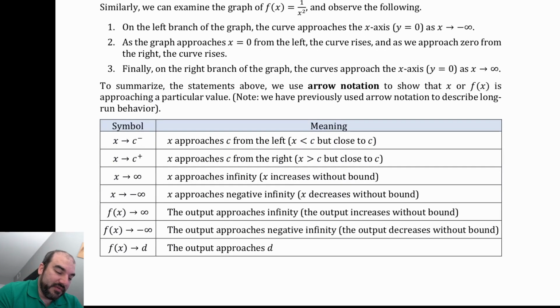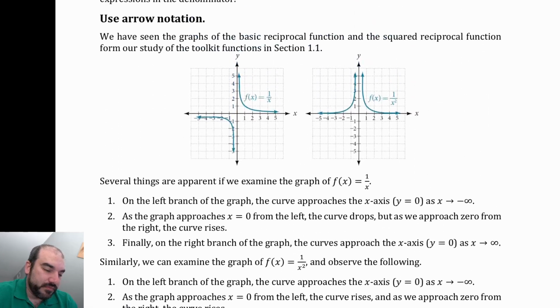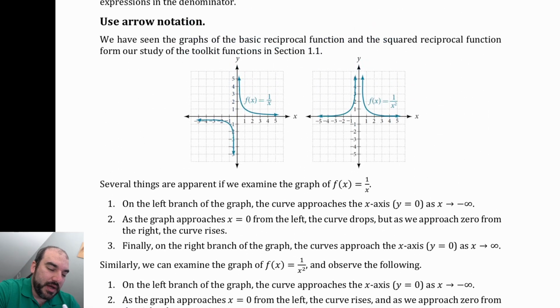So a bit of extra notation on the arrow notation is that we add the little minus and the plus to signify which side we're approaching a specific number from. So this x arrow c with a negative superscript means as x approaches c from the left. So c minus means from the left. For example, if we're approaching this asymptote from the left, that means we're on this side of the graph, getting closer and closer to that value 0.